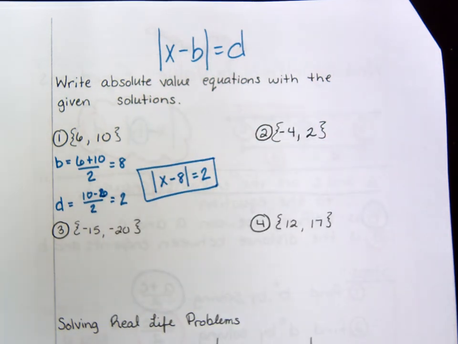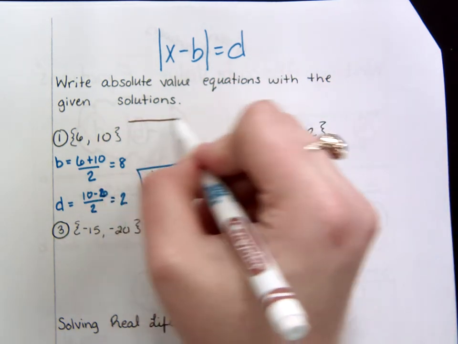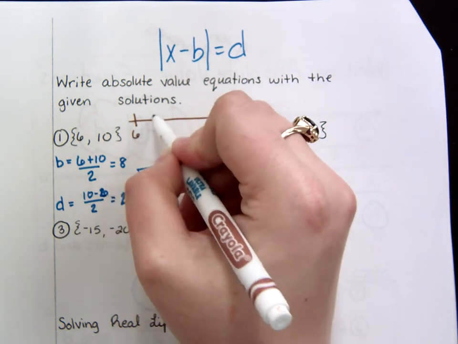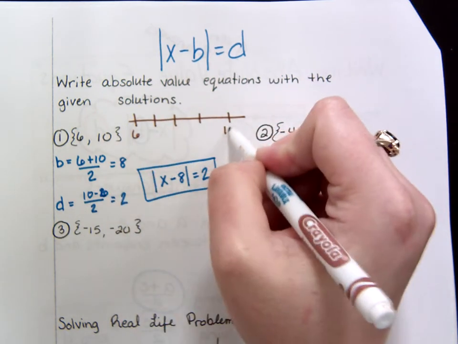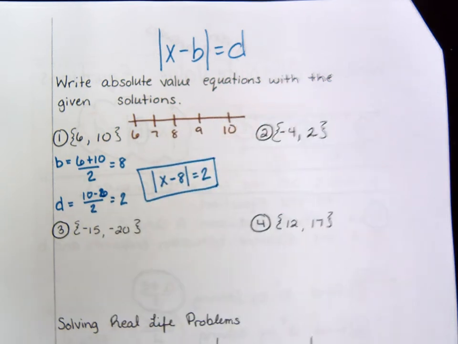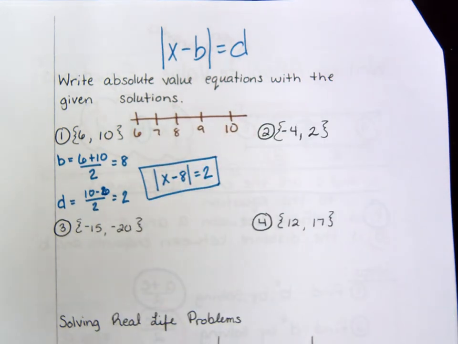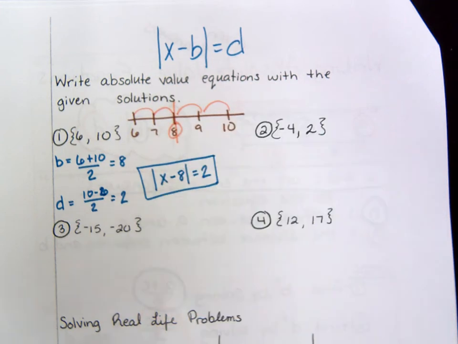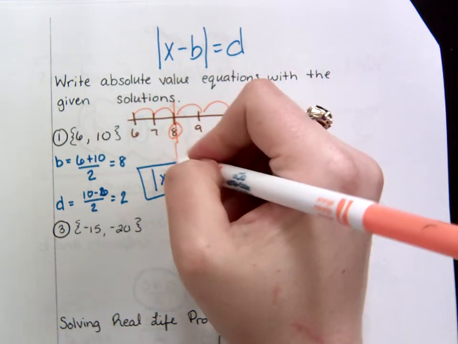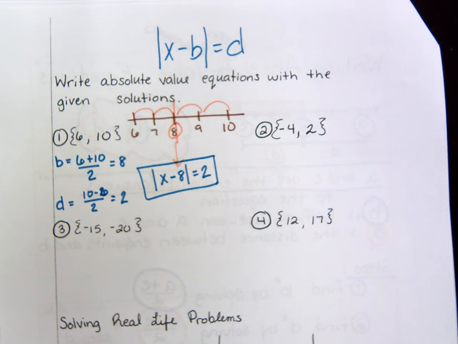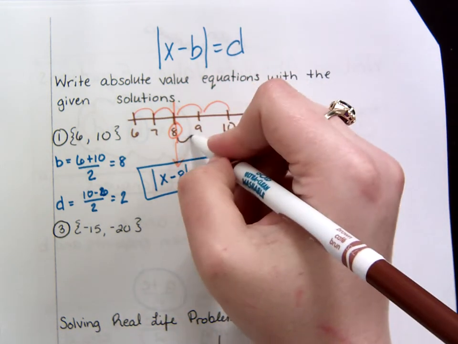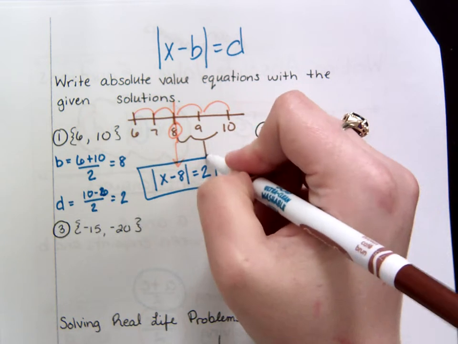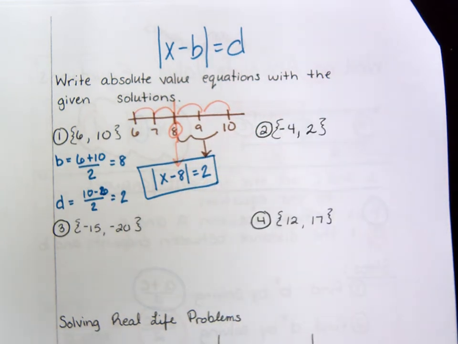Now, I can also work this with a number line. So let me show you what I mean. So I have 6, 7, 8, 9, 10. Halfway between each one is 8. That's where that came from. The distance between 8 and 10 is 2. That's where that came from.